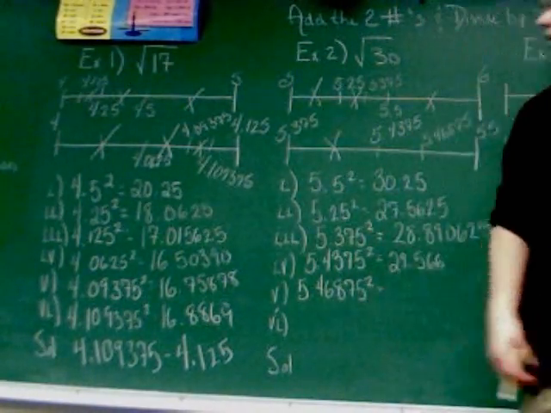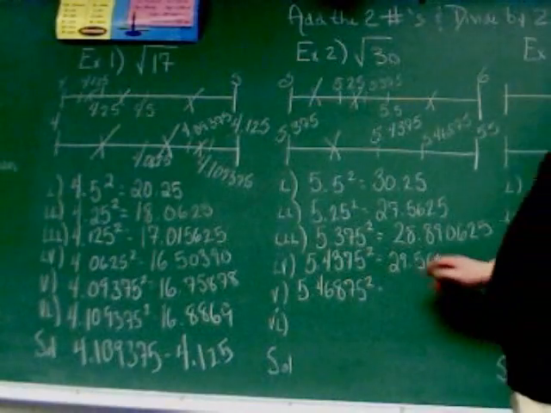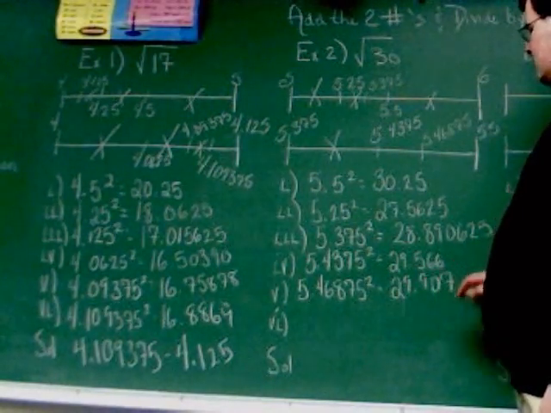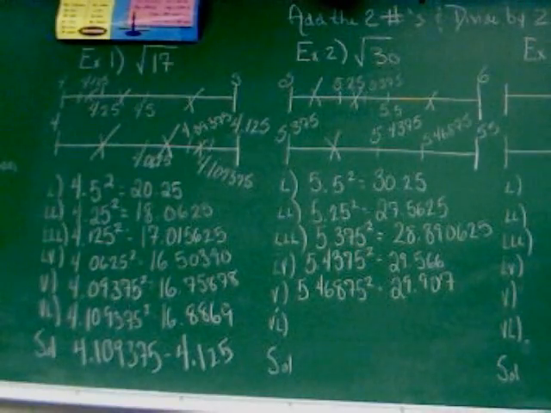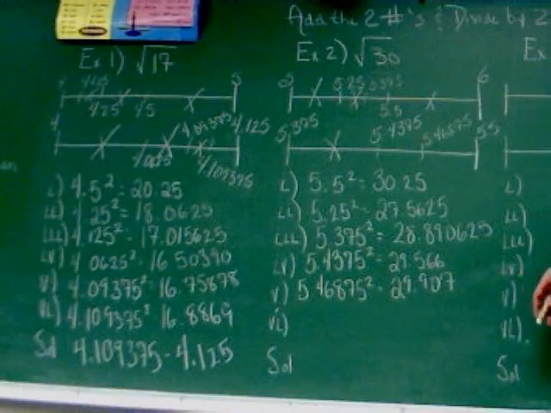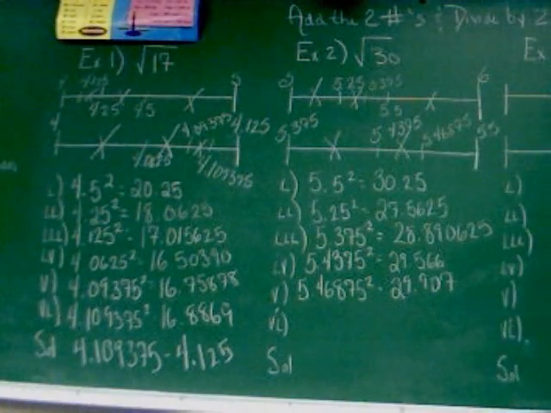Square that. 5.46875 squared is 29.907. Obviously, that's closer, but still a little bit too small. So I'm going to have to take out everything smaller.